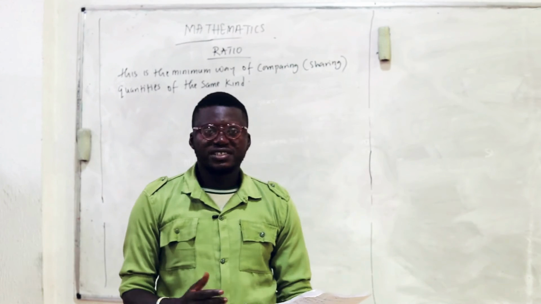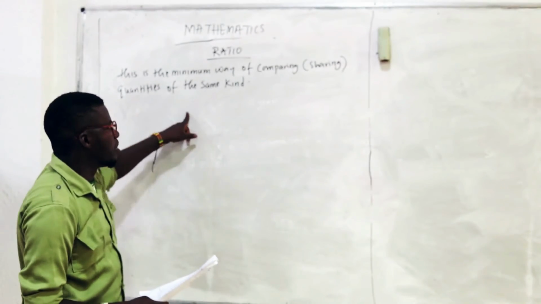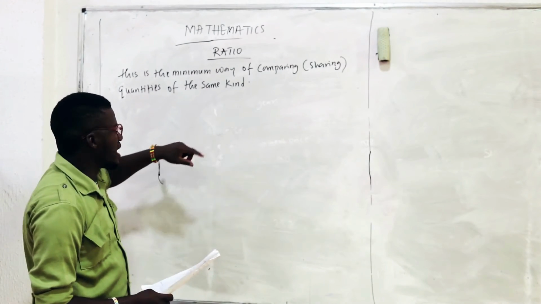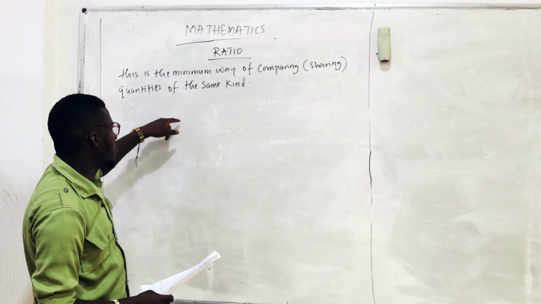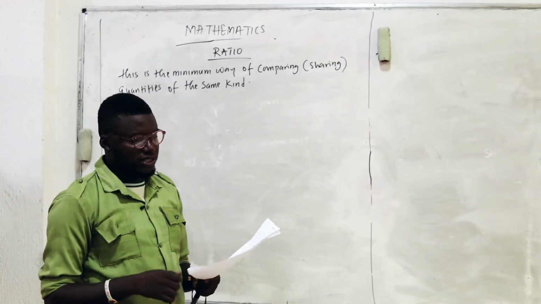In today's class, we're going to be considering a topic titled ratio. First of all, what is ratio? Going by the definition, this is a way of comparing, or sharing, quantities of the same kind. That's basically what ratio is.